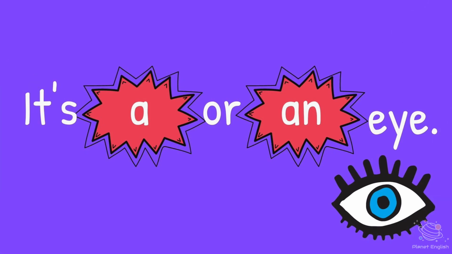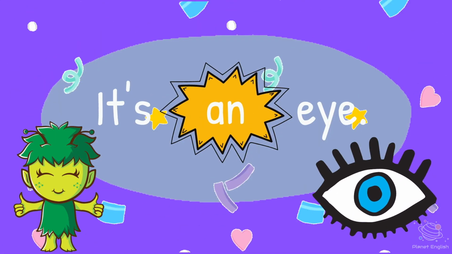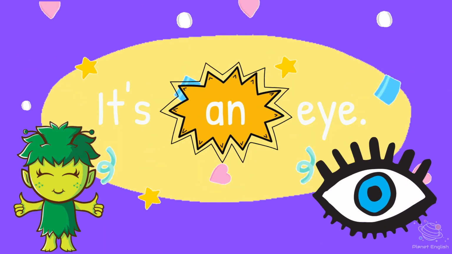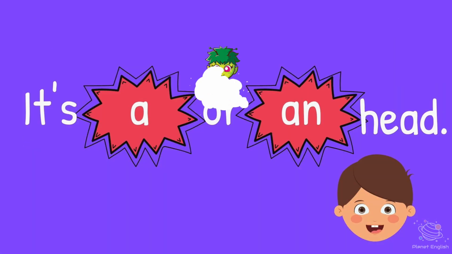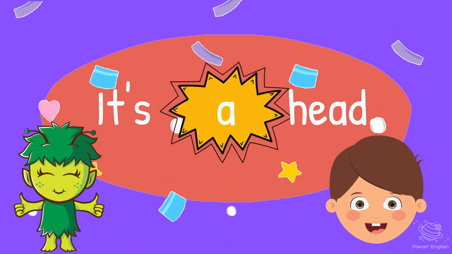leg. Is it a or an? 5, 4, 3, 2, 1. Well done. It's an eye. Is it a or an? 5, 4, 3, 2, 1. Well done. It's a head.